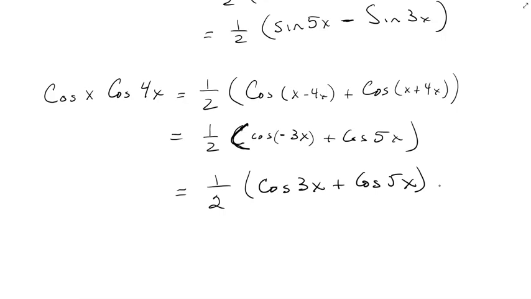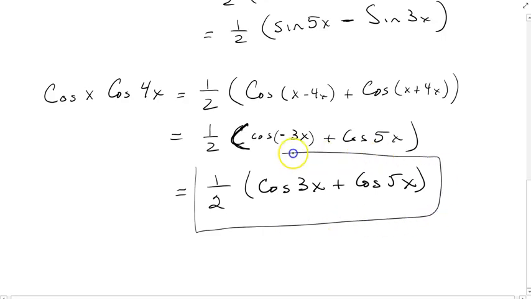So you just do need to be careful when applying these product to sum rules to use the appropriate even odd identities if they come up. Okay? That's all you need to do with them. Just please be careful, because if you try to combine this into cosine 8x, you will lose points on the test. That is your final answer, and that's exactly as it stays.